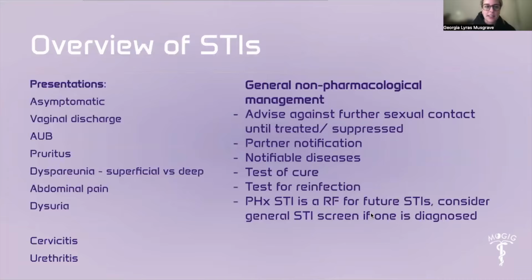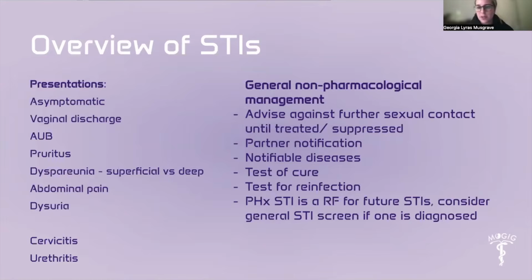In general, for STIs, they're often asymptomatic, but if they present with symptoms, they can present with vaginal discharge, abnormal uterine bleeding, pruritus, superficial or deep dyspareunia, abdo pain, and dysuria, as well as cervicitis or urethritis. For all of them, you need to consider the following things.